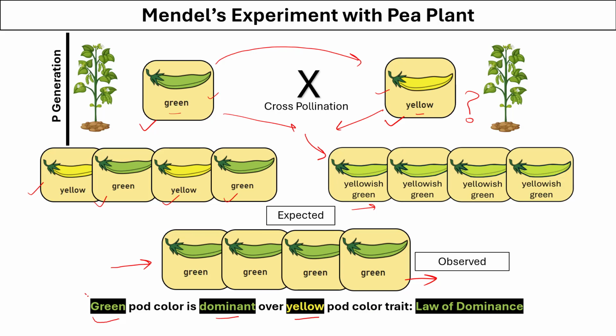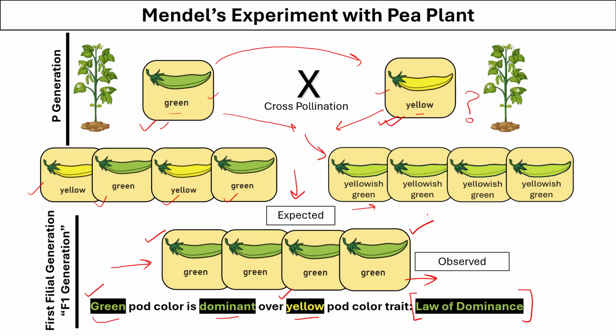So he said that one color or one character is dominant over the other character, and that's how he established the law of dominance, which says that the dominant character will overshadow the recessive character, and that's how you're able to decide which character is dominant. You take the pure parental line, cross them, and the generation that comes out of it, if it's all green, then green is dominant. If it's all yellow, then yellow is dominant. So this is his first generation, or first filial generation, also called the F1 generation.